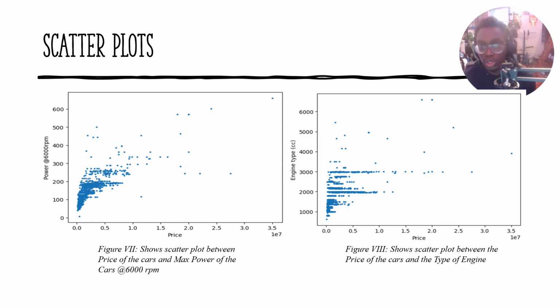As a general relationship, as the price increases, the power of the car increases, which relatively makes sense if you think the quality of the car should increase with the price, so the power should increase with the price. And then the second scatter plot shows the price of the cars against the types of engines of the car, where we can't really get a solid relationship. So we used this as an example of data that may not have a specific conclusion.